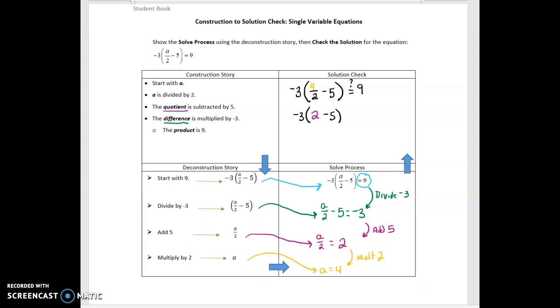Now we're going to subtract what's in the parentheses, so we have -3 times this subtraction problem, which is 2 minus 5, which is -3. And then now we're going to take -3 times -3, which is 9. That, in fact, equals 9, and it checks all the way around.